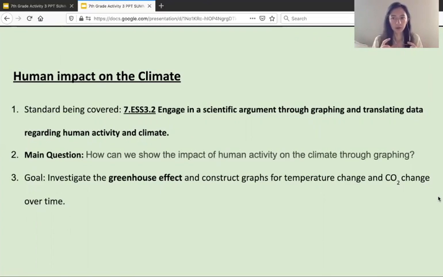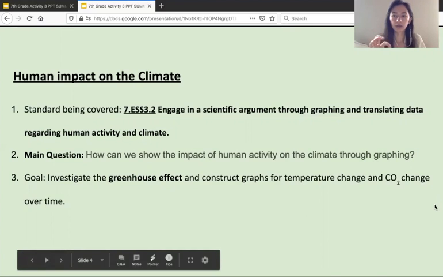And the first thing we need to do for that to work is learn about the greenhouse effect, and then we need to make some graphs. We're going to do our graphs on temperature change and CO2 change specifically, and then talk a little bit about other ways you could graph.